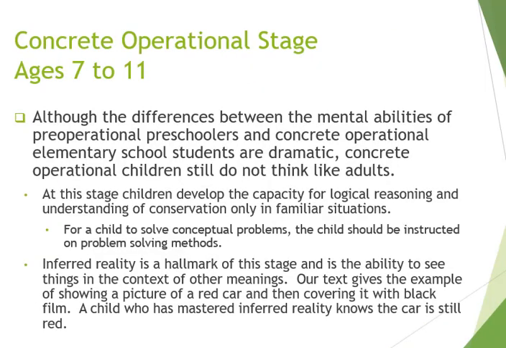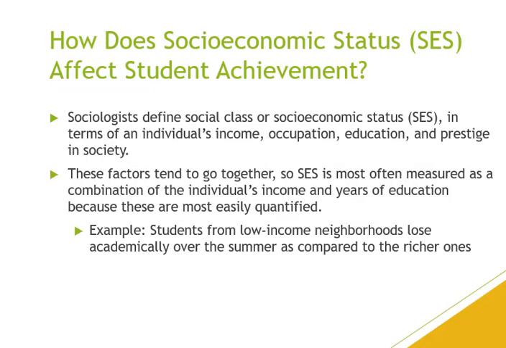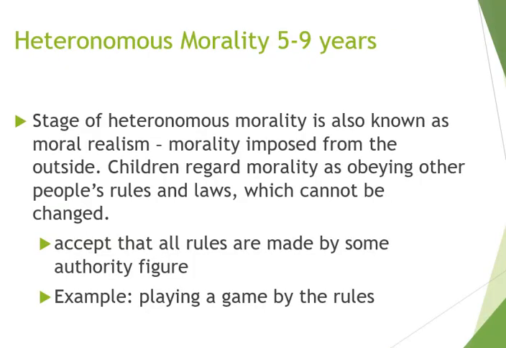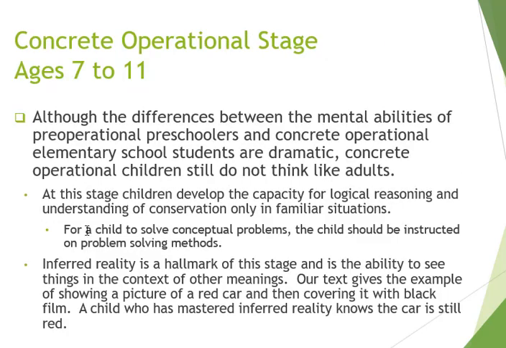Then we move, relatedly, to the concrete operational stage. Again, socioeconomic status affects children and adults throughout their lives. The idea of heteronomous morality is something that, again, affects people, but especially young children. Then you have this age, kind of like the middle stage of a child's development, the ages 7 through 11. Before that, you're probably talking about very little children who don't do a lot of their own thinking. After that, you're talking about people who are practically adults, or at least adolescents.